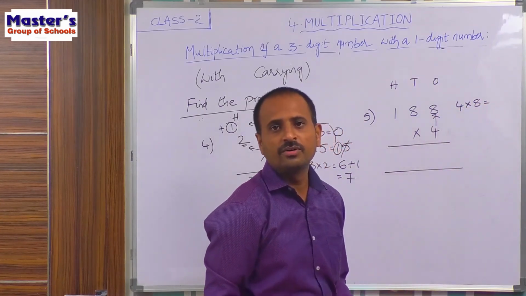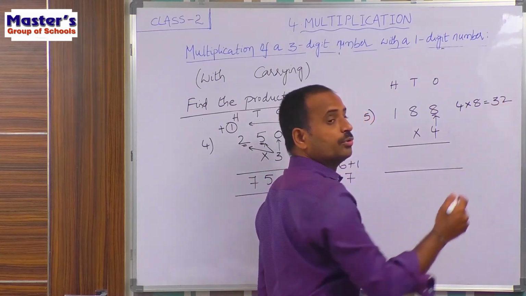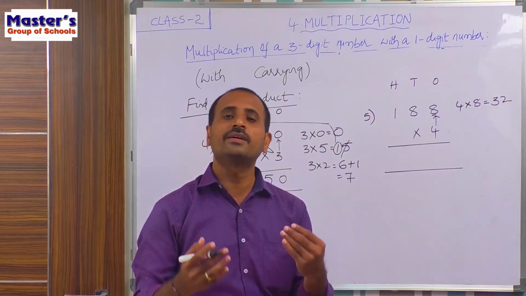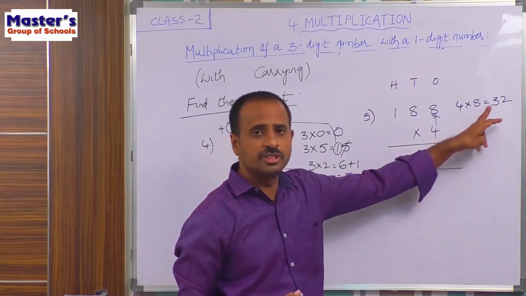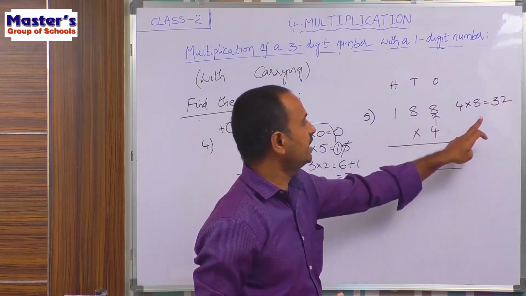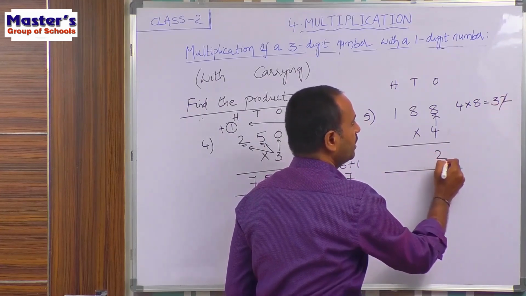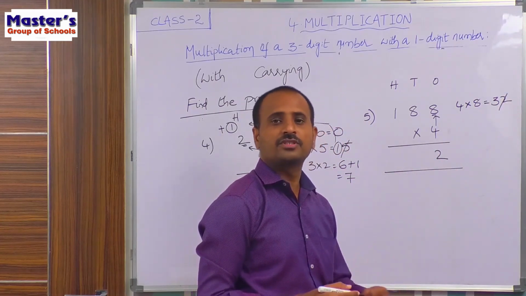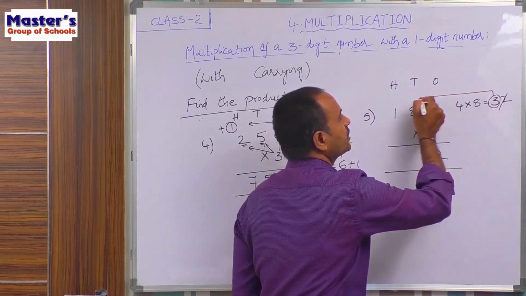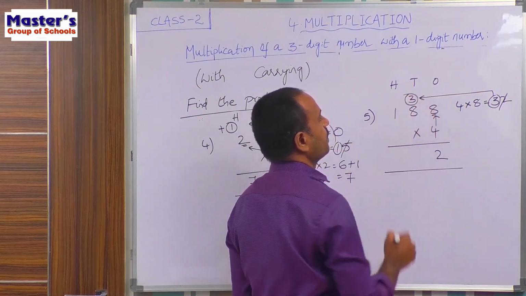Children, how much are 4 8s? 4 8s are 32. But 32 is a 2-digit number. If the product is a 2-digit number, what do we have to do? We have to take carry. So write the second digit only under ones place. What is the second digit here? 2 is the second digit here. So write 2 under ones place, and carry the first digit to the next place. What is the first digit here? 3. And carry this first digit to the next place, that is tens place.